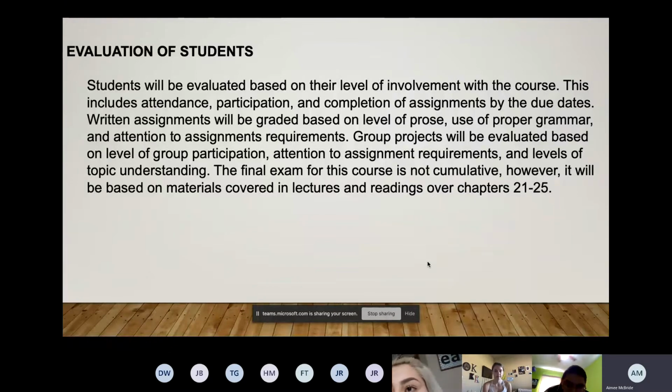And of course, the final exam for this course is once again not cumulative. However, it will be based on materials covered in lectures and readings over chapters 21 through 25.